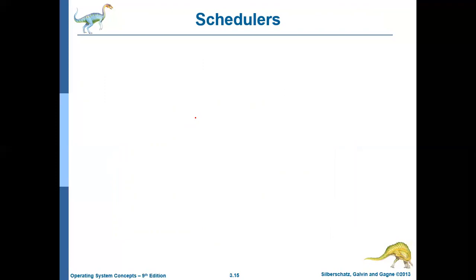Fine. Then we'll discuss different types of schedulers that are normally available in an operating system. An operating system basically supports two types of schedulers. The first one is called the short-term scheduler. The next one is called the long-term scheduler. So first we will try to understand what a short-term scheduler is.